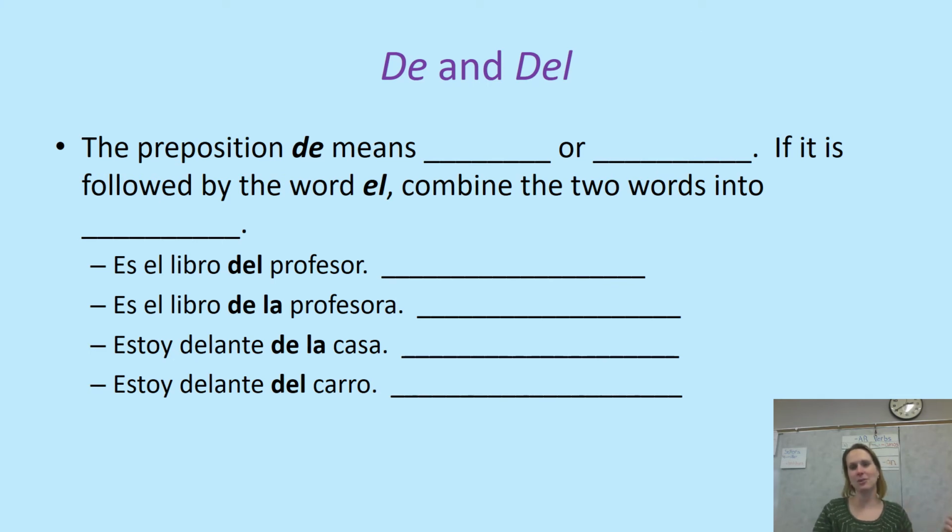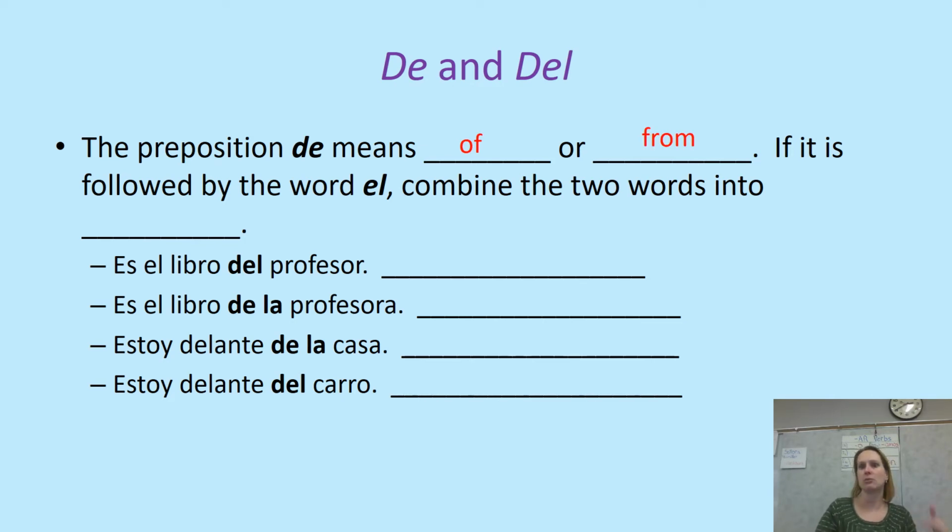Okay, so along with looking at the word a, we're also going to talk a little bit about de. And we've already used de in a couple of different situations. We use it to say where someone is from, that kind of thing. And we also use it in some location phrases. Okay? So de, first of all, meaning of or from.